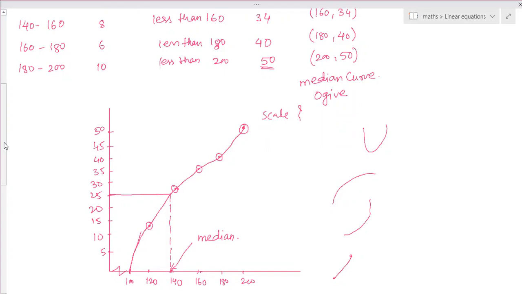Ma'am, in the graph, when I'm taking the x-axis part, it's coming too close to each other. So can I take two blocks? Two blocks? Why? It's not needed. Which values do you have? X-axis 120, 140. Fine, that's not a problem. You can make it close.